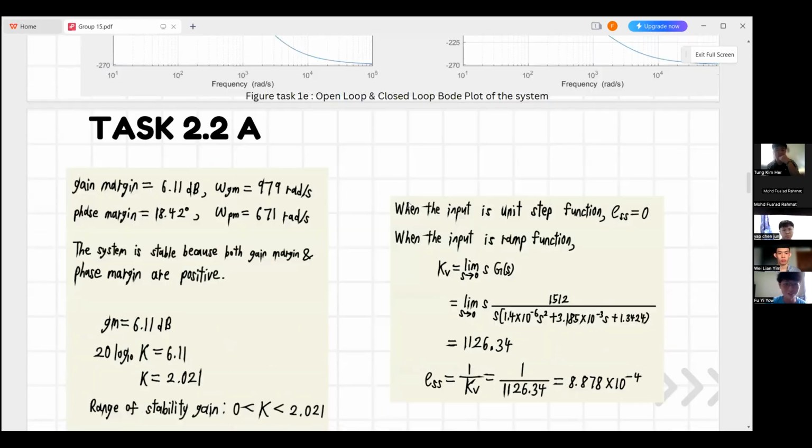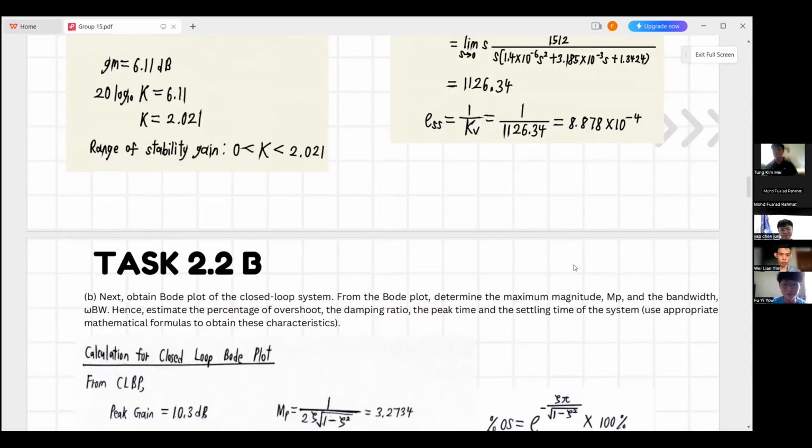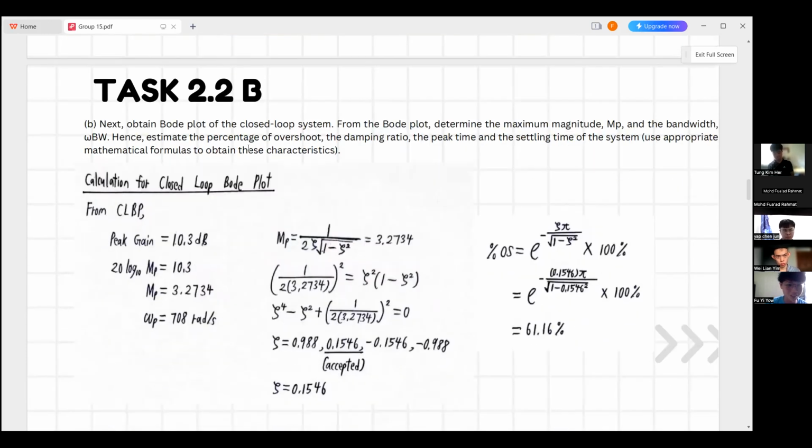Okay, then we will find the stability gain of the system, which is by using the gain margin. Then we get 2.021, and we will use the final value theorem to find the steady state error. For the unit step, the steady state error is 0, and for the ramp function, we found that the steady state error is 8.878 times 10 to the power of -4, which is similar to 0.